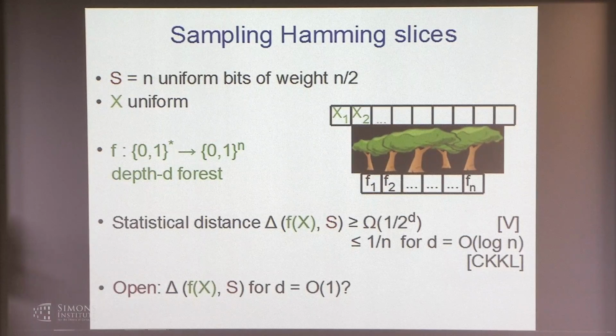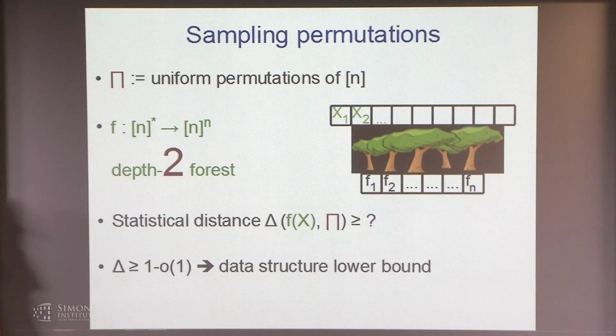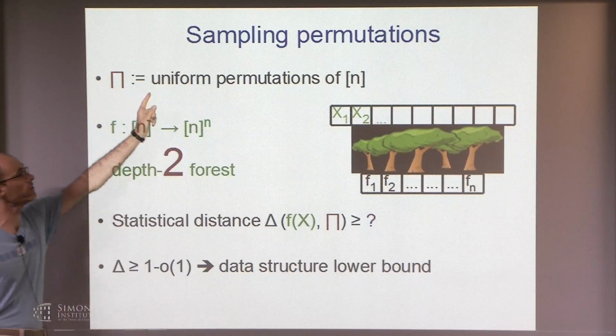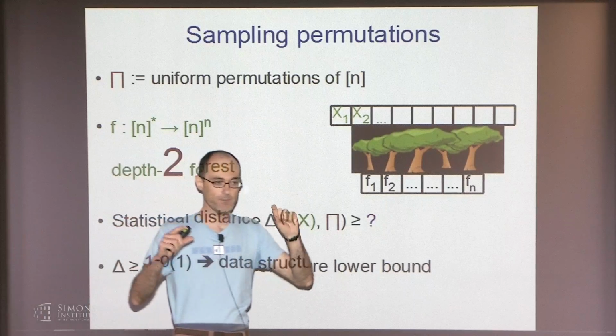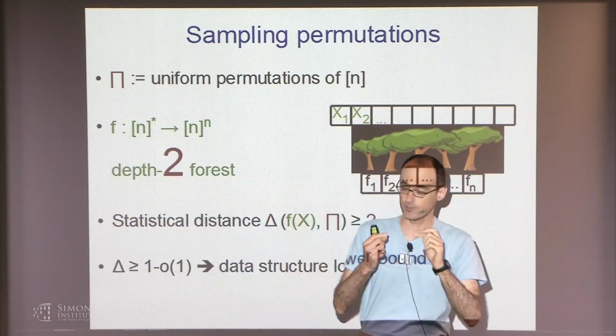Okay. I want to mention another simple question, and that's the question of storing permutations. So let's say pi is a uniform permutation of the elements from 1 to n. Just think of an array of elements, each element within 1 to n, in another permutation.